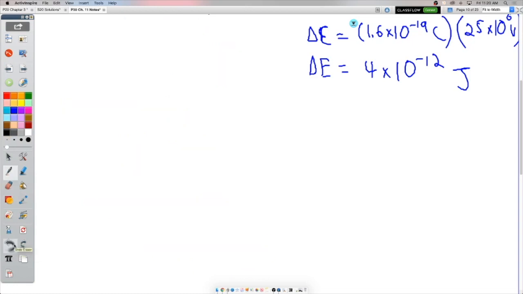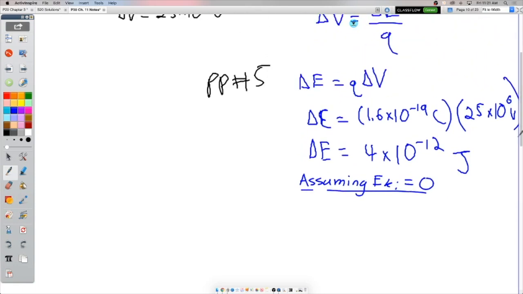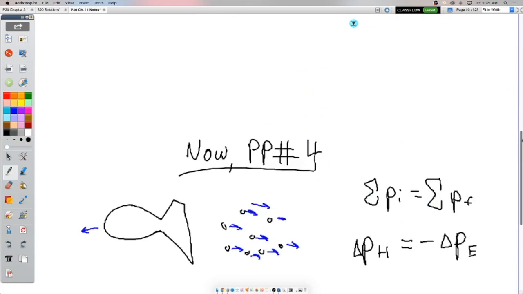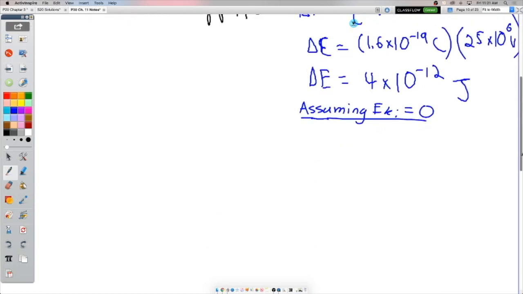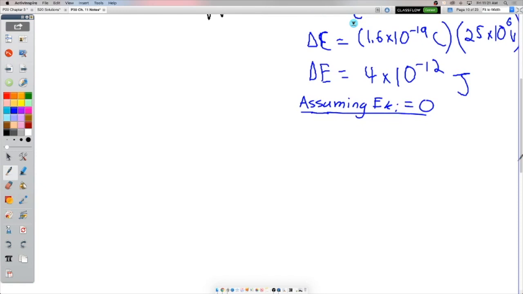We're just going to state our assumption, assuming EKI equals 0, kinetic energy equals 0, which is probably an okay assumption. Yes, they are going to be moving around, but realistically, the energy they're going to gain from being accelerated through this electric field is going to be huge compared to the kinetic energy they have just floating around in there. So I would say this is a fairly safe assumption. EKI is going to be essentially 0 compared to EKF anyway.